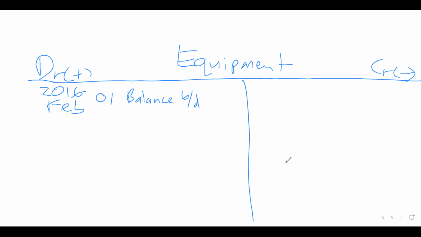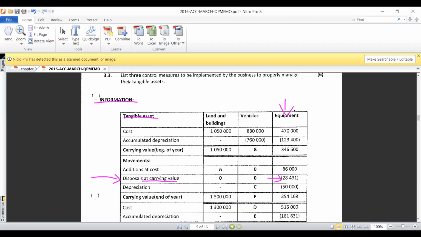How much is the balance brought down? How do we know which value is the balance brought down, meaning the opening balance of your equipment? So this part, my young man, in your tangible asset note, has to do with opening balances. Are we together, buddy? Yes. These are opening balances. Anything up from cost, accumulated, and carrying value, these are your opening balances.